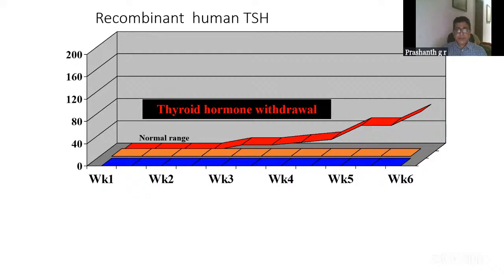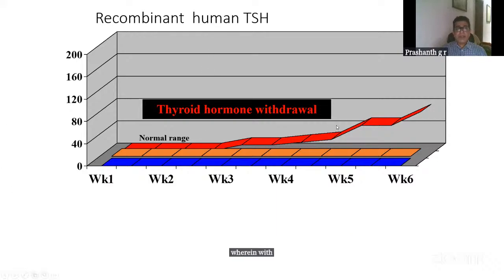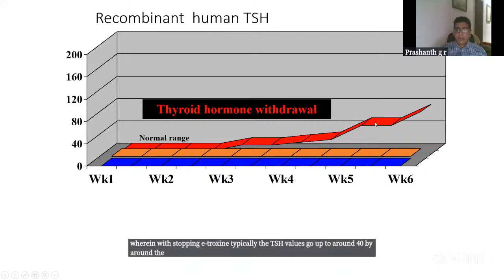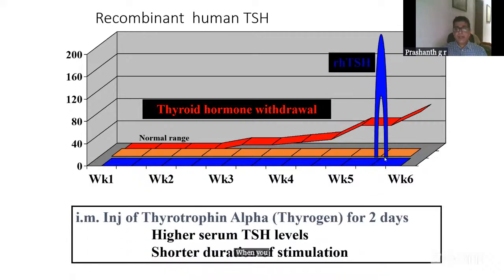What happens when you give recombinant TSH is demonstrated in this graph here, wherein with stopping L-thyroxine, typically the TSH values go up to around 40 by around the 4th to 5th weeks. Whereas when you give recombinant TSH, it is given on 2 consecutive days. So TSH levels go up to around 200 international units. The advantage being we can achieve very high levels of TSH and a shorter duration of stimulus for the tumor.